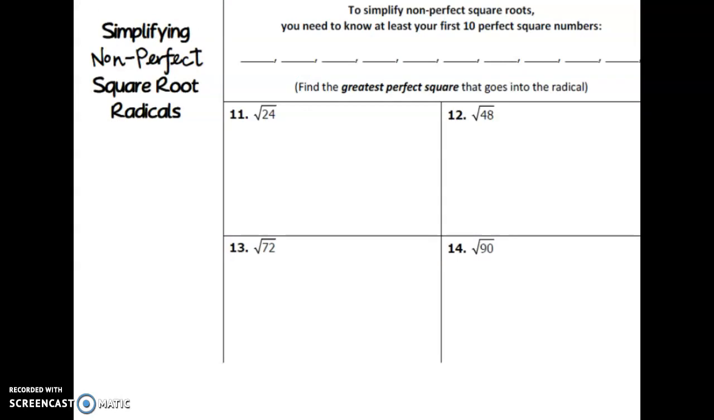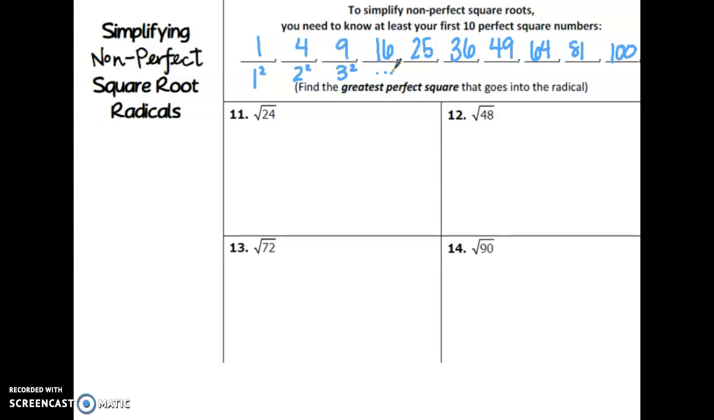Anyways, I hope that was not too hard for you. But now let's talk about simplifying non-perfect square roots. And to simplify non-perfect square roots, it would be best to start off memorizing your first 10 perfect square numbers. And that is going to be 1, 4, 9, 16, 25, 36, 49, 64, 81, and 100. Of course, those are those numbers squared. So 1 squared is 1, 2 squared is 4, 3 squared is 9, so on and so forth.